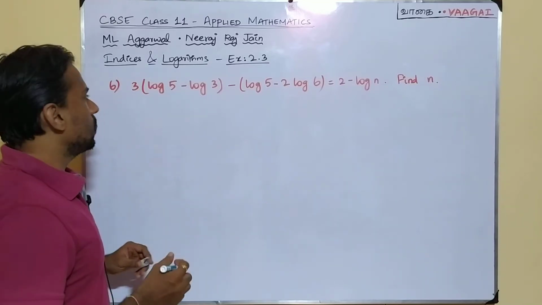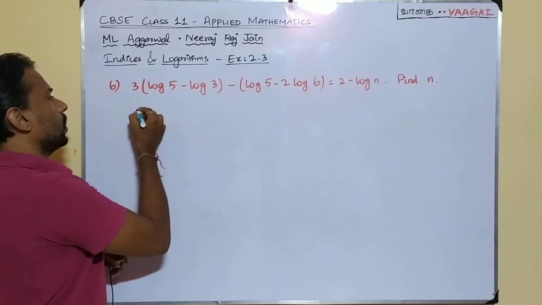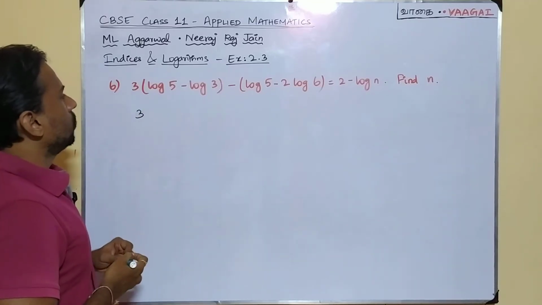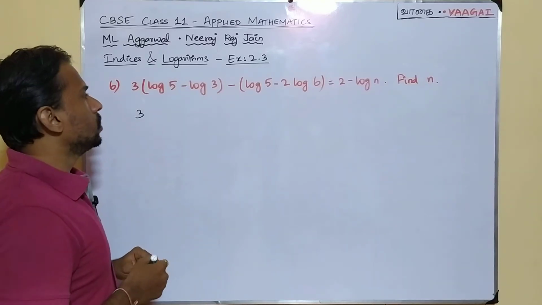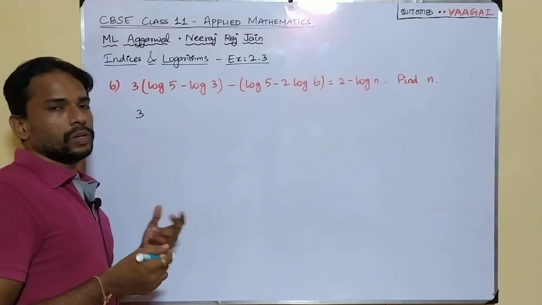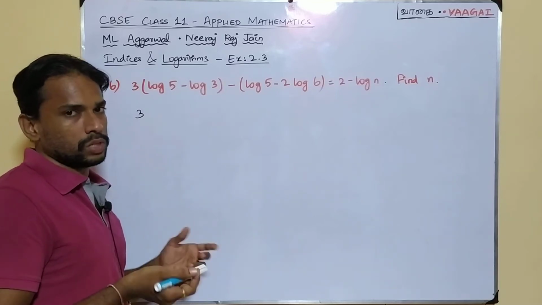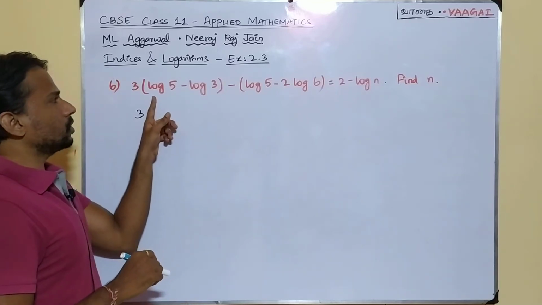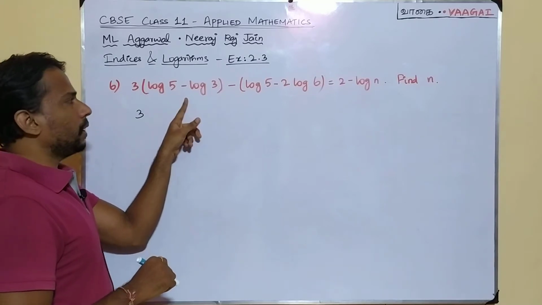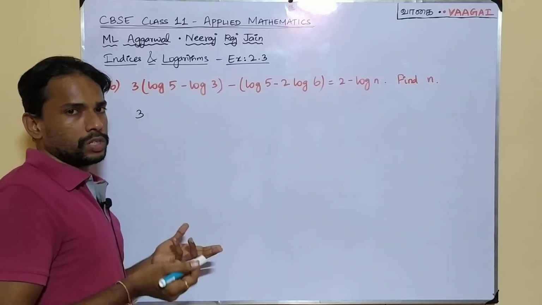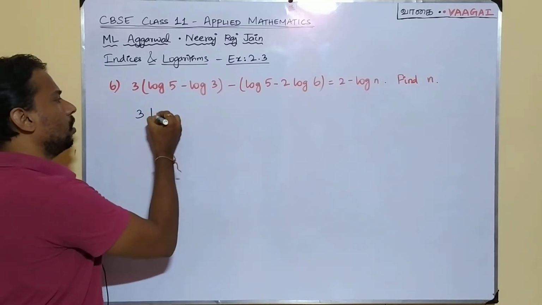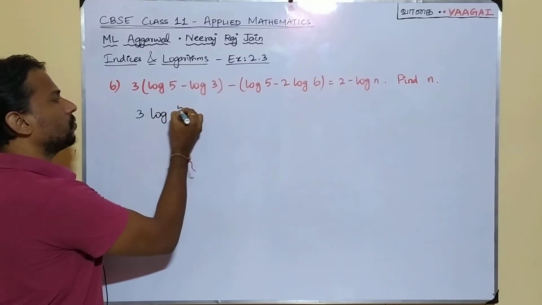Starting from the left hand side, here we have 3 times of log 5 minus log 3. This is what is given here, right? So from here itself we can start using the properties. What is log of A minus log of B? This is nothing but the quotient law, is it or not? So when we use quotient law, we have log of 5 by 3.